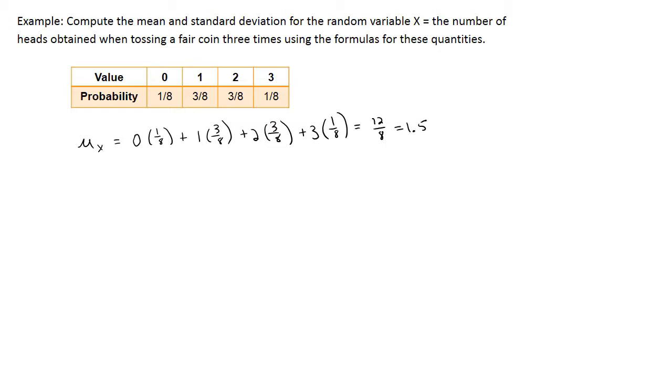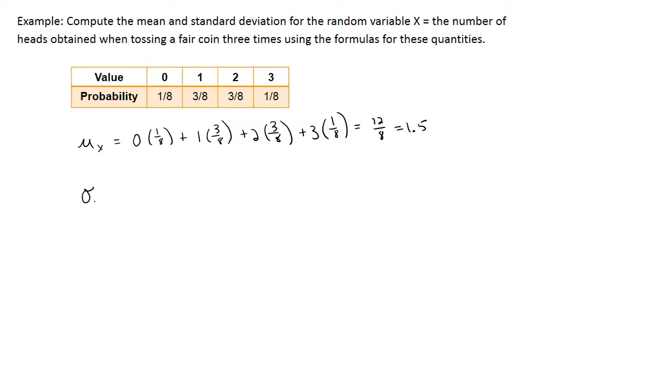And if you'll recall from the probability histogram, we could see that the mean of that distribution was at 1.5, so that makes sense. Now keep in mind, you will not want to round this. I know we can't get exactly 1.5 heads, but this just says on average, if we do this many, many, many times, we'll get an average of 1.5 heads on the tosses.